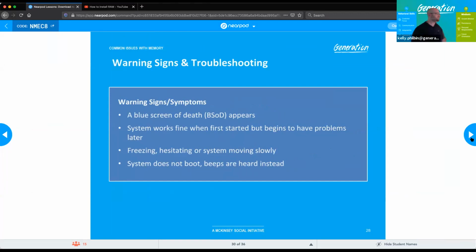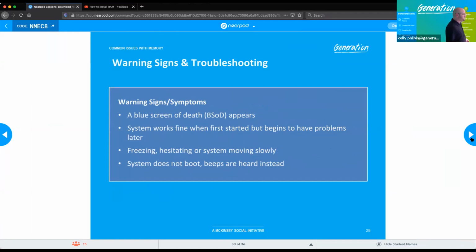Warning signs and troubleshooting. The BSOD error, also known as the blue screen of death. That is pretty famous for Windows. Another one is the system works fine when you first start up, but begins to have problems and slow down later. It starts getting sluggish. Right off the bat, you seem okay, but as soon as you start opening up a bunch of applications, it just starts lagging and falling off.